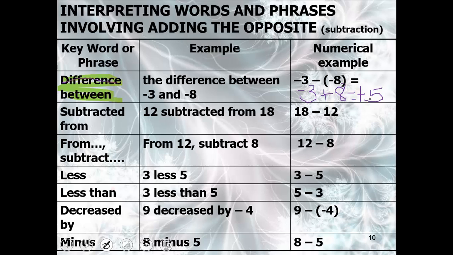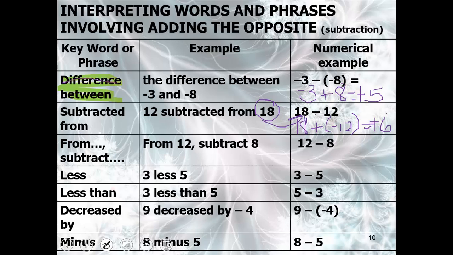Subtracted from. 12 subtracted from 18. All right? 18 is the number that has to be reduced, so it has to come first. 18 minus 12. So this is 18 plus a negative 12. I have different signs, so I take their difference. That's 6. And then I ask myself, what do I have the most of? Do I have more positives or more negatives? And I have more positives. That's a positive sign right there. Okay?